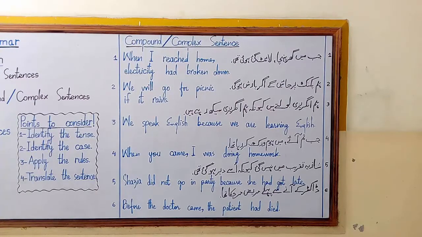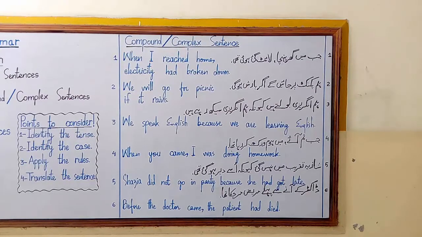डॉक्टर के आने से पहले मरीज मर चुका था. This is no rocket science. This is not difficult to actually translate that sentence into English. It's very simple. डॉक्टर के आने से पहले मरीज मर चुका था. कौन सा काम पहले हुआ था भाई? What happened first? What action took place first? Obviously, first patient died ना.